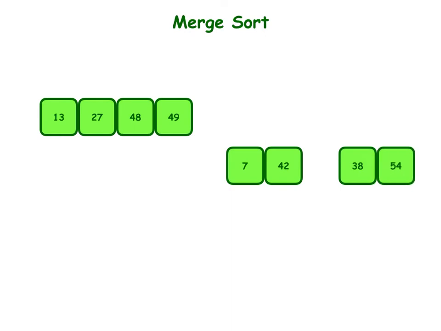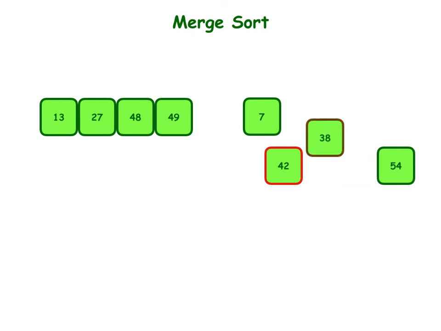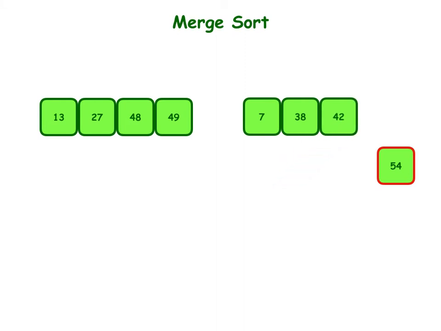Now our two subarrays are sorted, so we can merge them. So let's do that. Let's compare 7 and 38. The smaller of the two is 7, so 7 gets brought up first. Next, 38 and 42. 38 is the smaller of the two, so 38 gets brought up next. Next, 42 and 54. 42 is the smaller of the two, so 42 gets brought up. 54 is all that's left, so 54 gets brought up. So now the left side and the right side are both sorted.